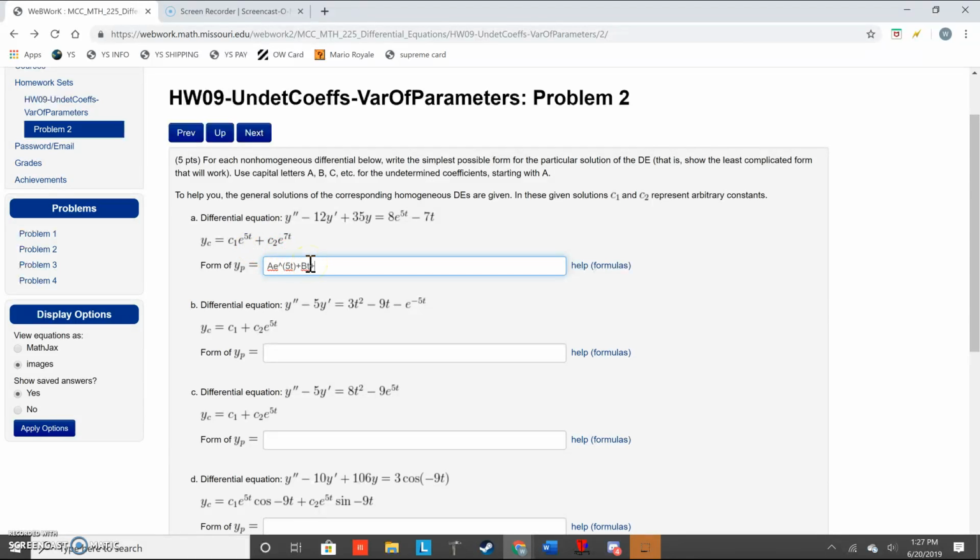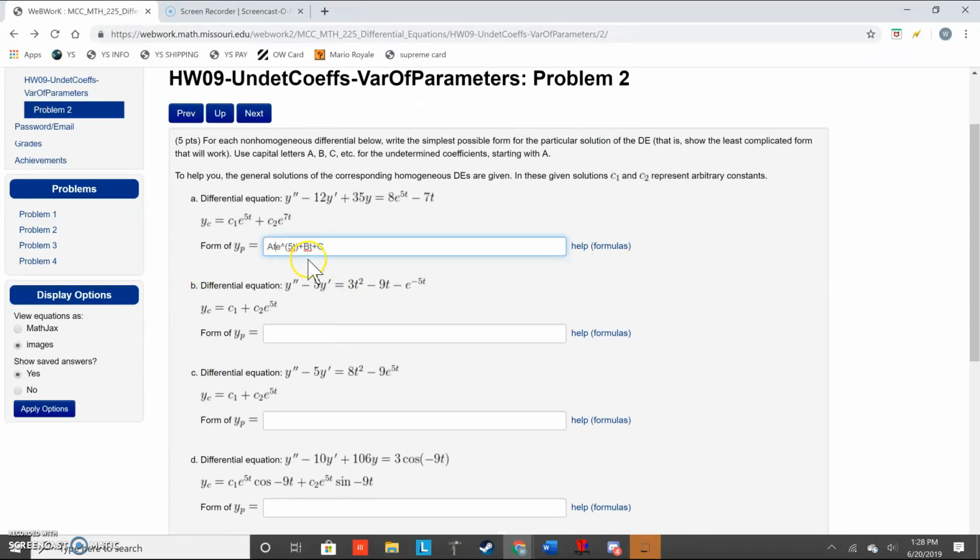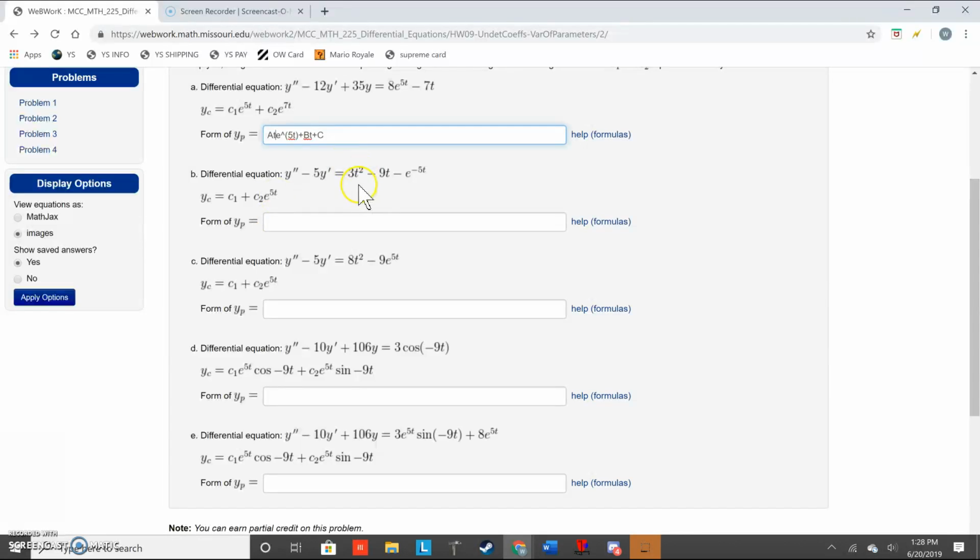We're starting at a right here, so we're going to go to bt plus c. Now after this, we need to check to make sure that none of our values cancel out with the yc values. But it looks like we have one value that cancels out right here, the ae to the 5t. So what we have to do is multiply this term only by t. And these two look good because there's no like constant with t, or just c2 or c1. So this should be the right answer.